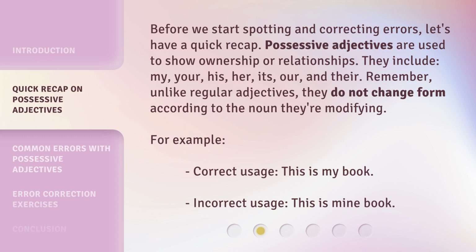Before we start spotting and correcting errors, let's have a quick recap. Possessive adjectives are used to show ownership or relationships. They include my, your, his, her, its, our, and their. Remember, unlike regular adjectives, they do not change form according to the noun they're modifying. For example, correct usage: this is my book. Incorrect usage: this is mine book.